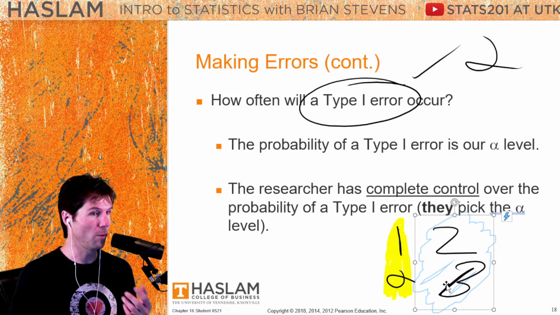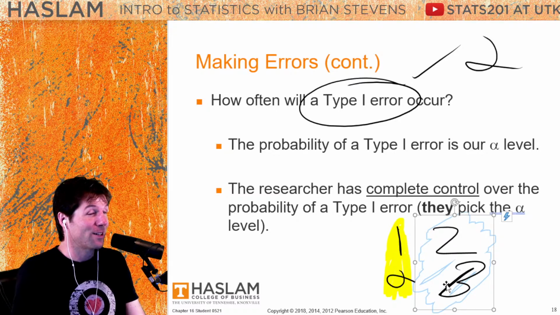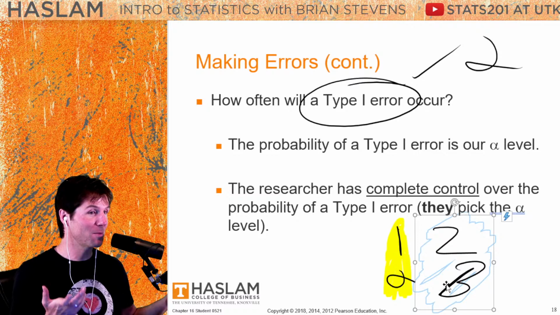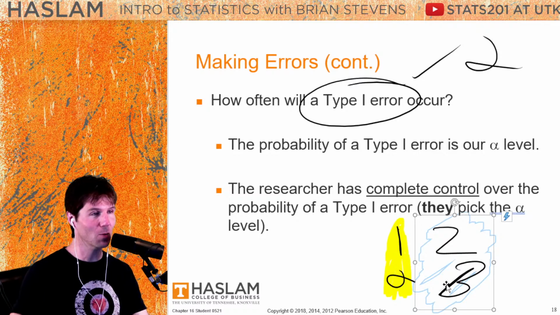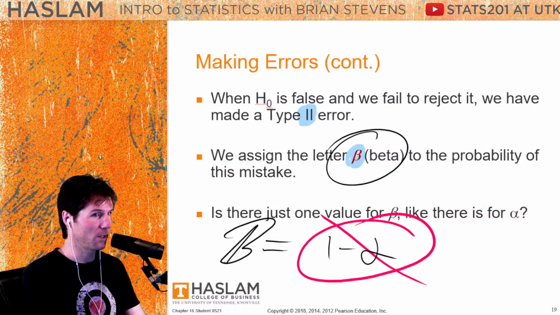And if you reject the null more often, you will make more type 1 errors just by virtue of rejecting nulls when you shouldn't. Don't worry, you're like, well, why would I do that then? Well, sometimes you make mistakes when you do tests. Sometimes you come to the wrong conclusion. And that's alpha, and type 2 is beta. 1 minus alpha is not beta.